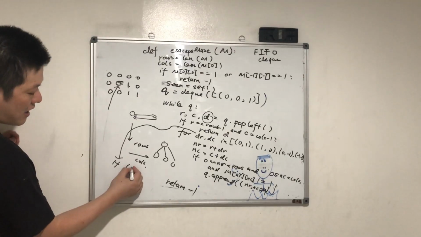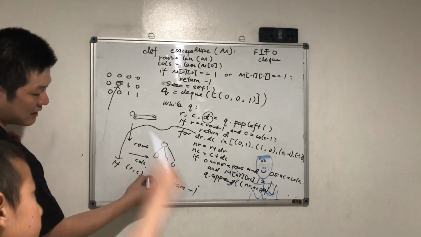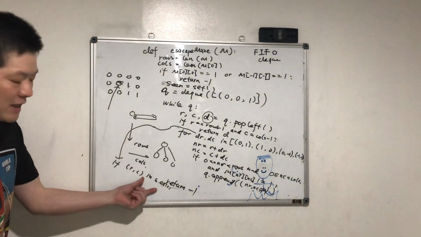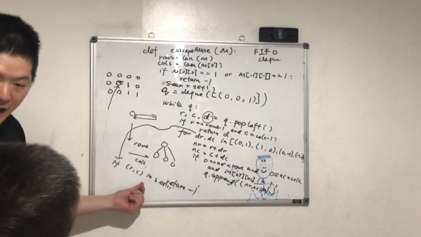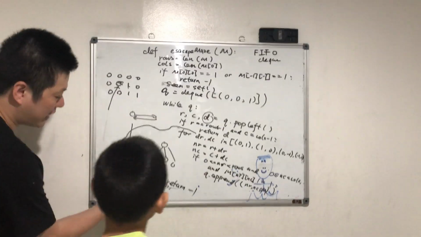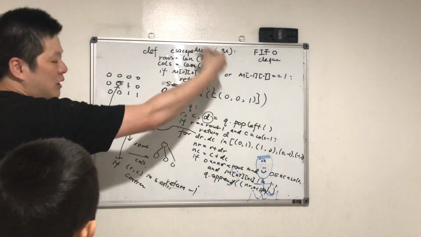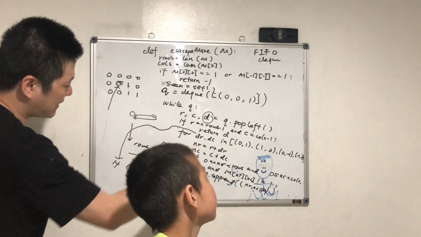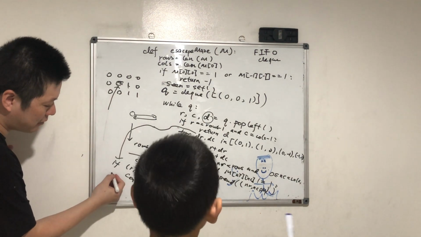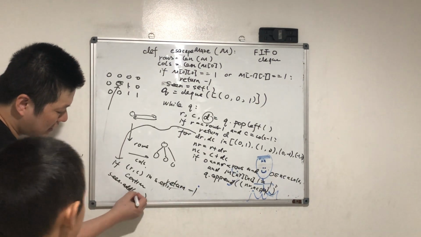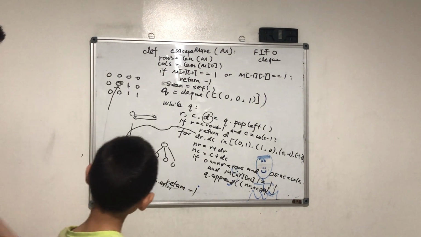If RC in seen, right? We have seen this location before. So we don't want to continue the rest; we want to continue to the next iteration. And otherwise, what do we do? seen.add what? Can you tell me?